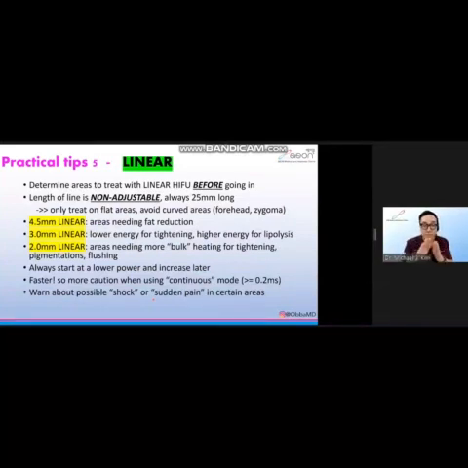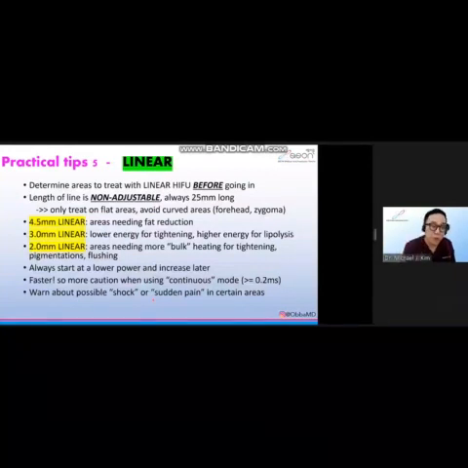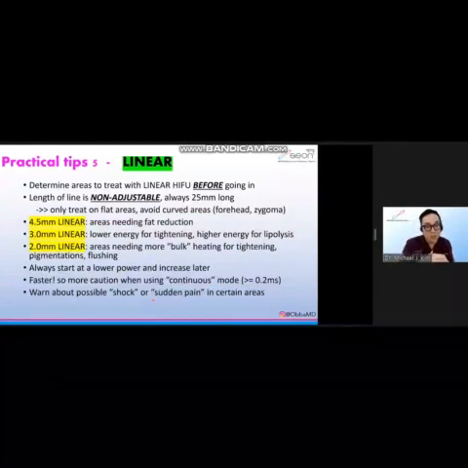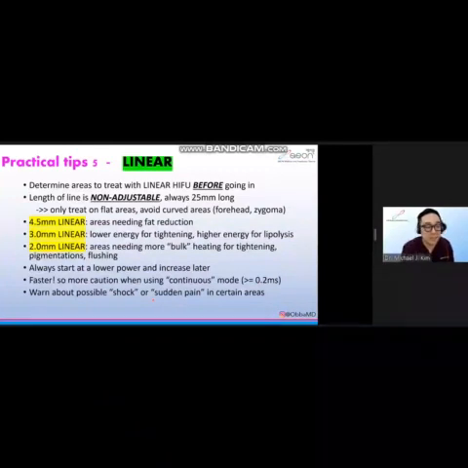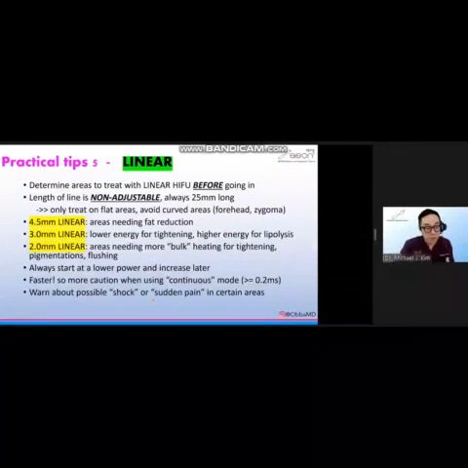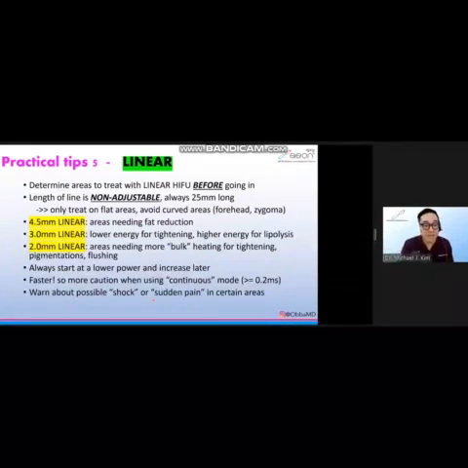Only treat on flat areas. Avoid the curved areas like the forehead and the zygoma. For the 4.5 linear, it's mostly for areas needing fat reduction. For the 3 mm linear, use lower energy for tightening, higher energy for lipolysis. For 2 mm linear, areas needing more bulk heating for tightening, pigmentations, and flushing. And always start at a lower power and increase later. It's much faster, so when you're using the continuous mode, you have to be much more careful about stacking, and you have to warn the patient about possible shock or sudden pain in certain areas.